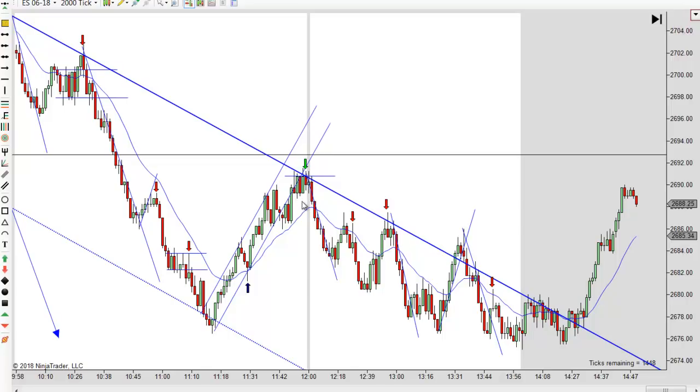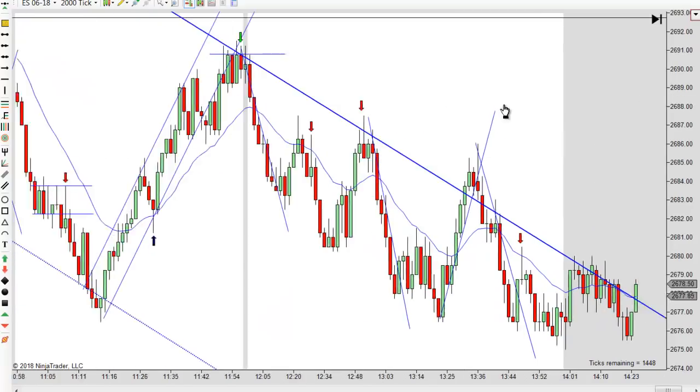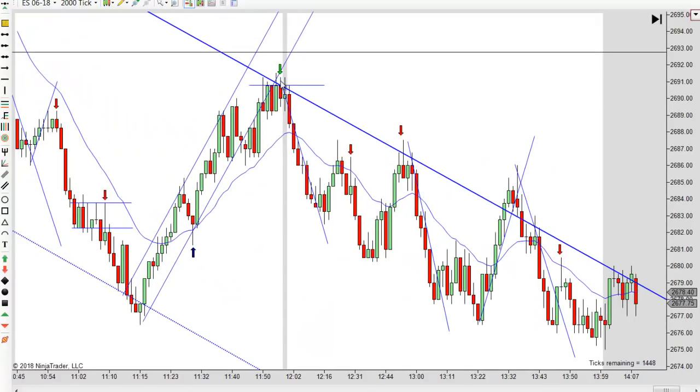But then you get a second entry short here on a low. This bar's high is lower than that one. It's still kind of hard to see this. Let me back out a little more. So you might take that one, but I'd just wait on the lower high or a better setup.